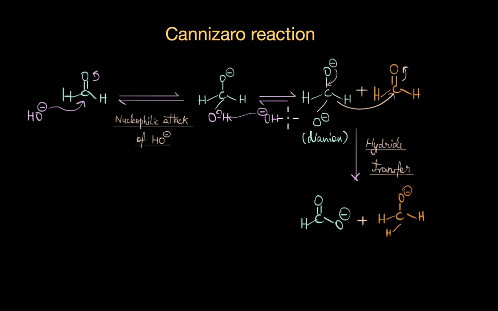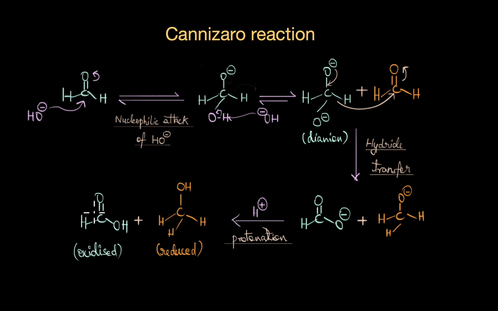The molecule that loses the hydride ion is the one that gets oxidized, and the molecule that accepts the hydride ion is the one that gets reduced. So you can see how from two identical aldehyde molecules, we have ended up with an oxidized as well as a reduced product. Now on acidic workup or protonation, we get the final products, which are an acid and the alcohol. Now remember I said that the dianion is formed when we have a highly concentrated basic medium, right?